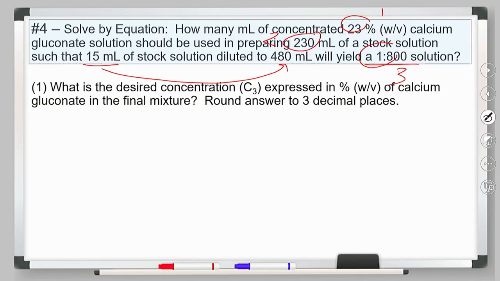So we have three things here. So three C's and Q's. What was the trick for double dilutions? Where do we start? In the beginning or the end? The end. Let's start at the end. Let's start with this information here.